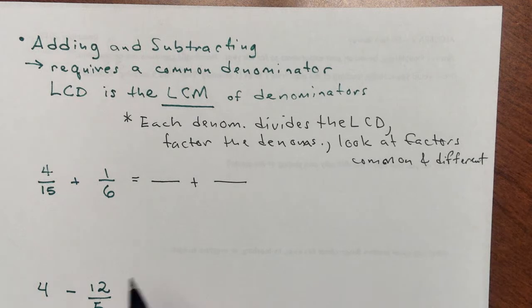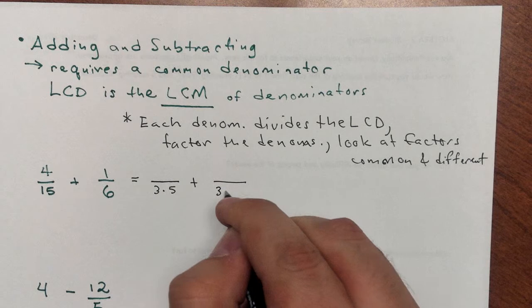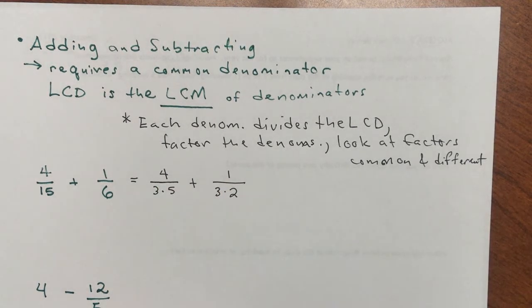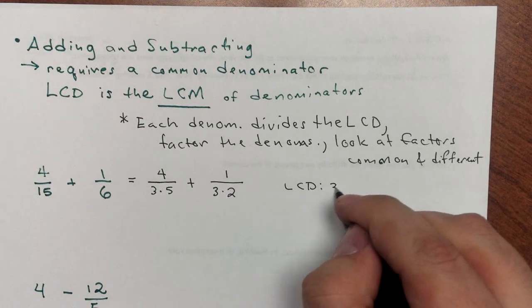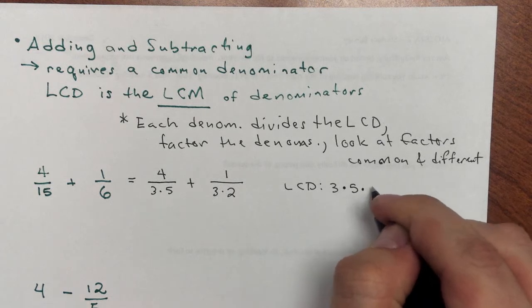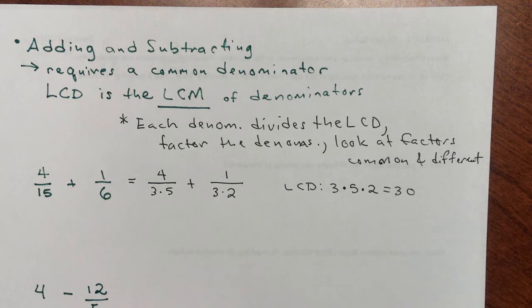So 15 is of course 3 times 5. 6 is 3 times 2. So what do I want to do here? Well, I want a common denominator. The common denominator has to be divisible by both denominators. Then my LCD, clearly I need a factor of 3, because that is common to both denominators. The first denominator additionally has a factor of 5. The second one additionally has a factor of 2. 3 times 5 times 2 is 30. So my least common denominator is actually 30.